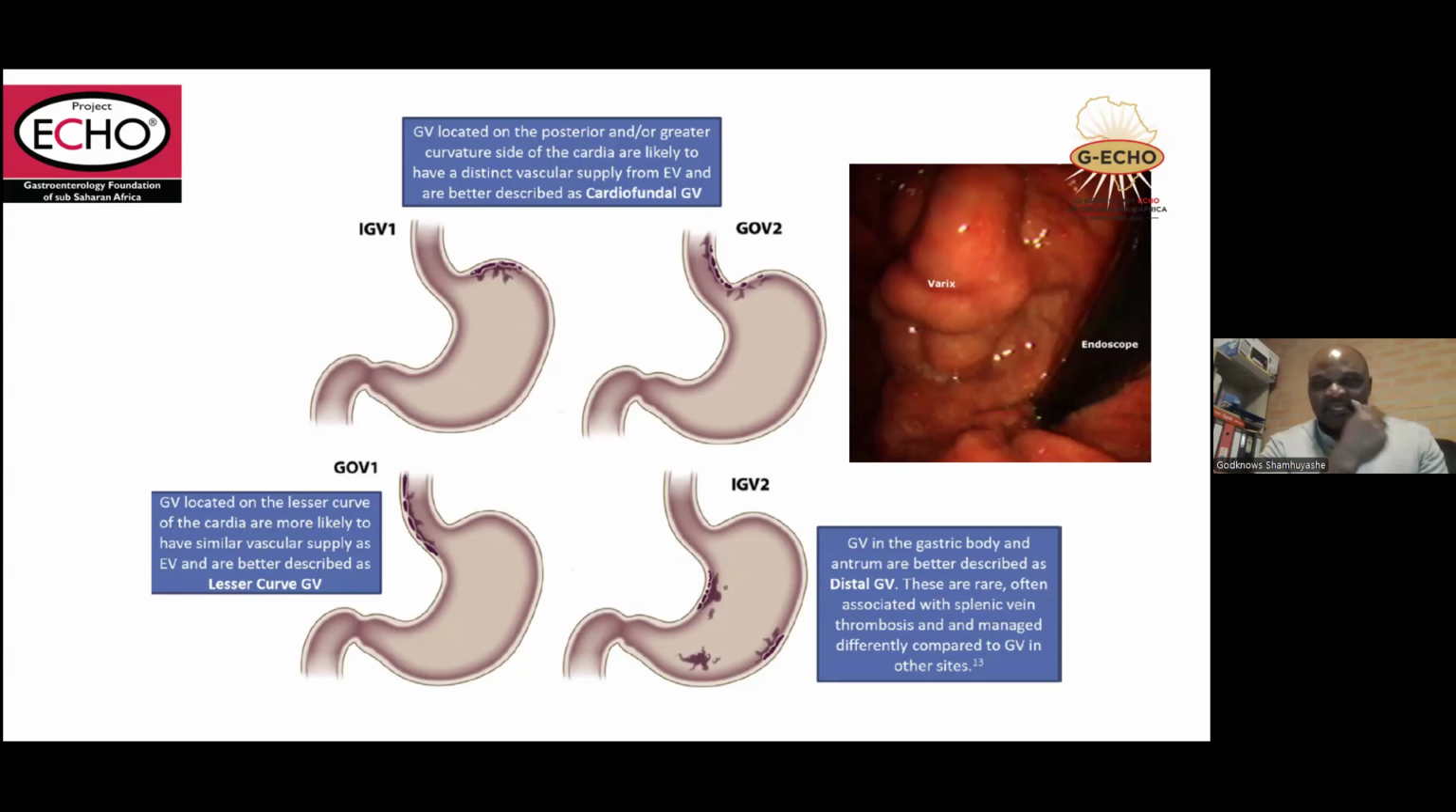Then you have got IGV2, which you can find in the gastric body and antrum, and they are described as distal gastric varices. They are very rare and usually associated with splenic vein thrombosis, and their management is actually different from the other gastric varices in other sites.